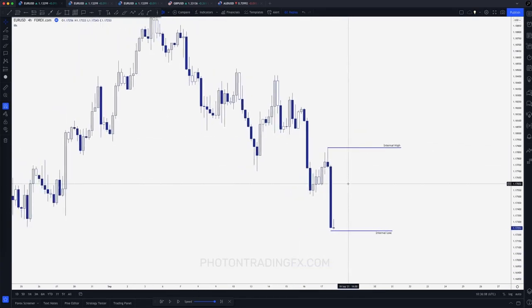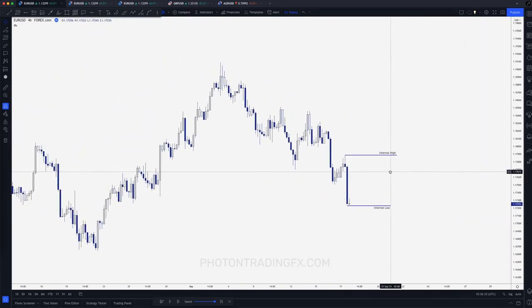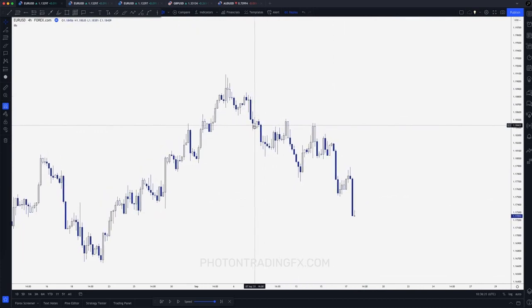I'm not going to keep going because I don't want this video to be hours long. Hopefully you're understanding how to read internal structure. But what you'll see as we go through the course is I'm not drawing on all of that. I'm not marking every internal structure break. All I care about is the first time that internal structure switches from bullish to bearish or from bearish to bullish. That would be my change of character.